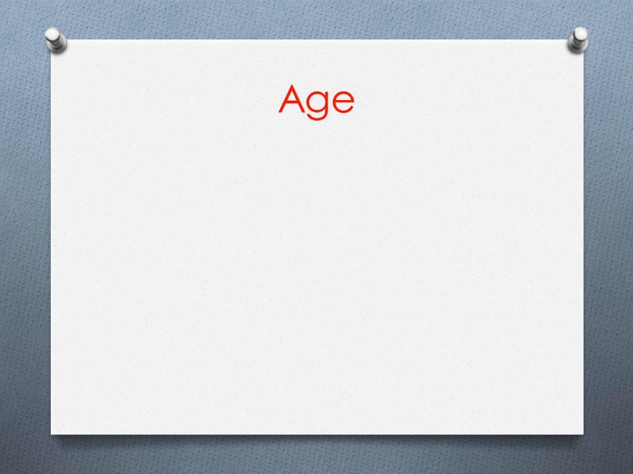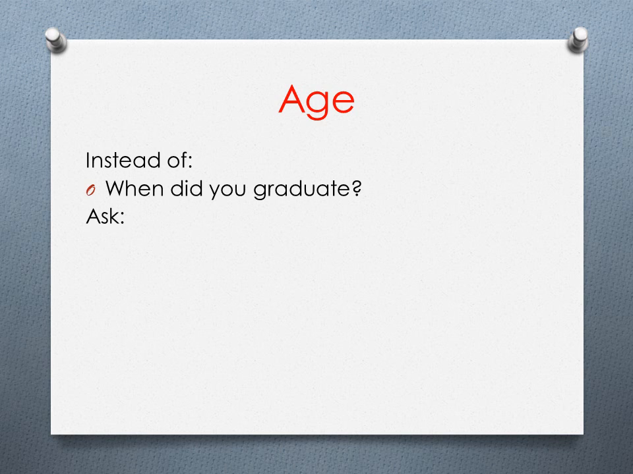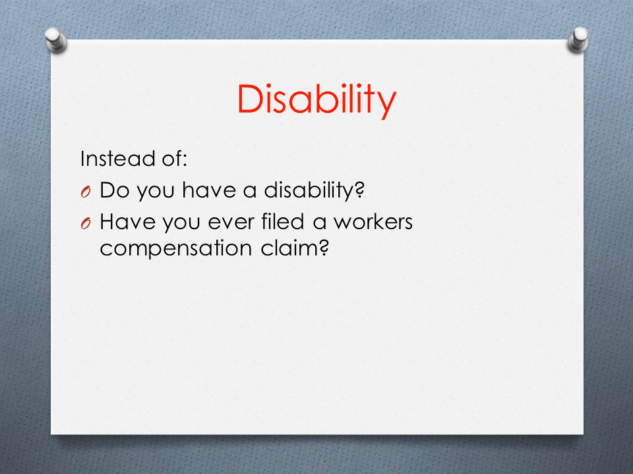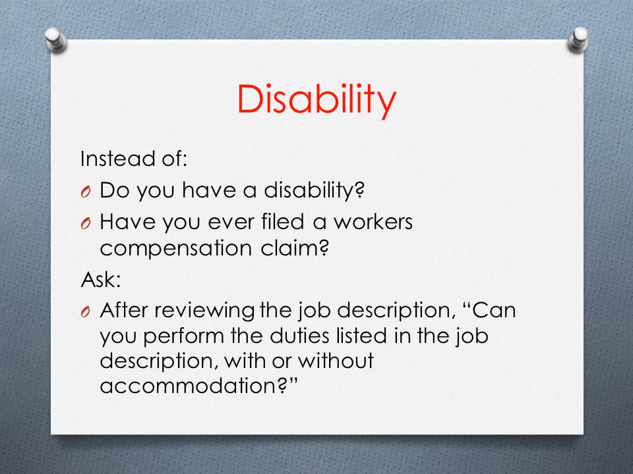So with age, instead of asking, when did you graduate, you can ask the candidate, can you supply transcripts of your education? With disability, instead of asking, do you have a disability, or have you ever filed a workers' compensation claim, you can ask, after reviewing the job description, can you perform the duties listed in the job description with or without reasonable accommodation?